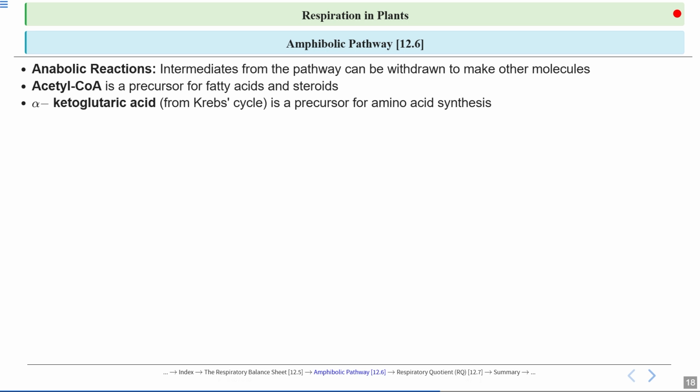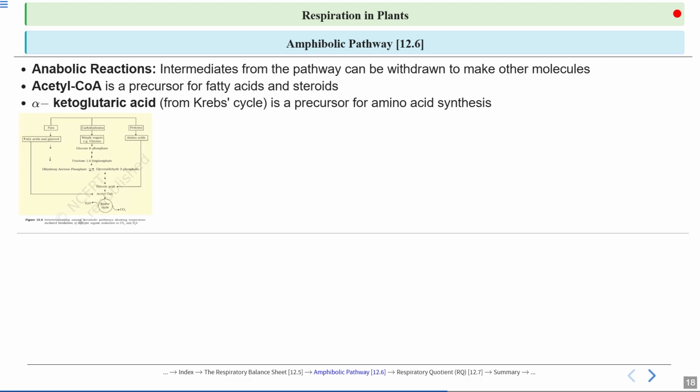So you can see that various intermediates from this pathway are used to make other molecules, like we have seen for acetyl coenzyme A and alpha ketoglutaric acid. All of these are the starting molecules for synthesis of other compounds.